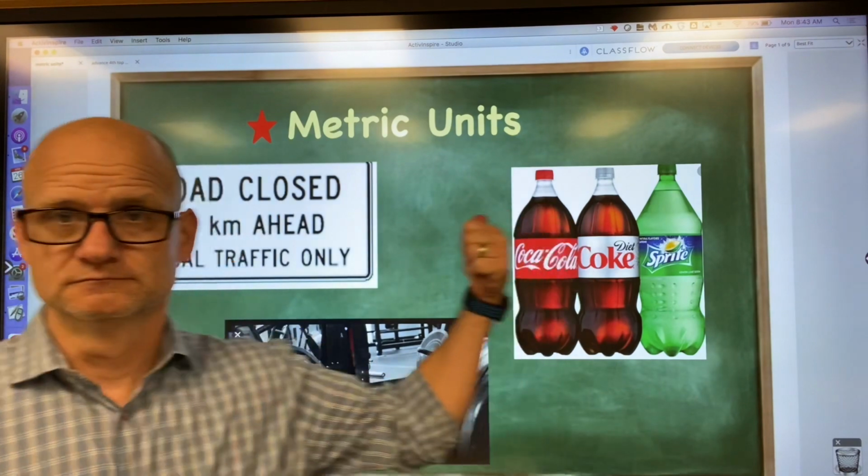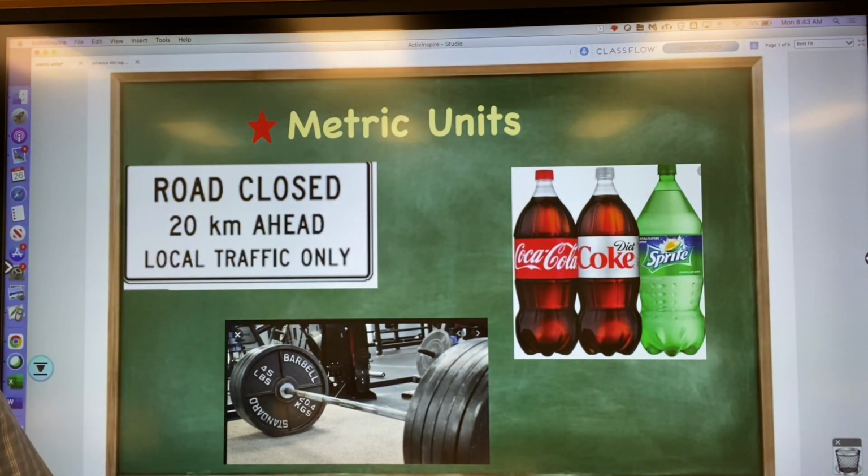Today's topic, metric units. So you know the drill. Get out your pencil, get out your composition book, and let's take some notes.